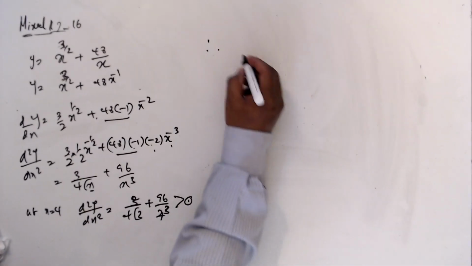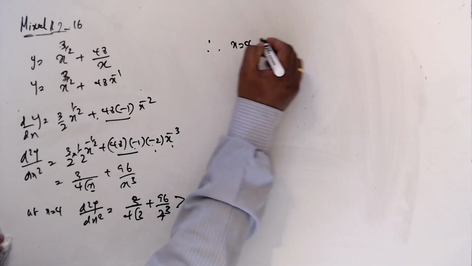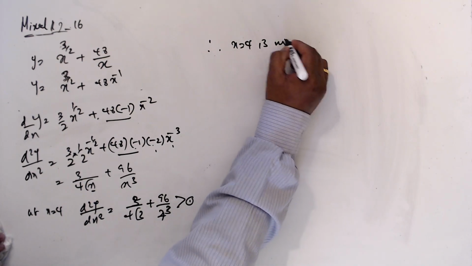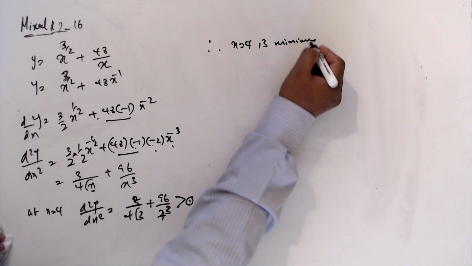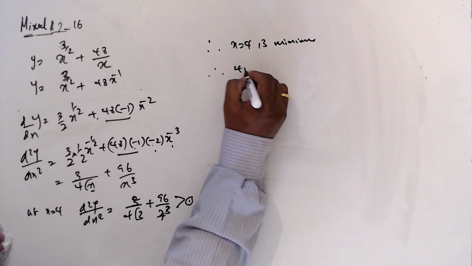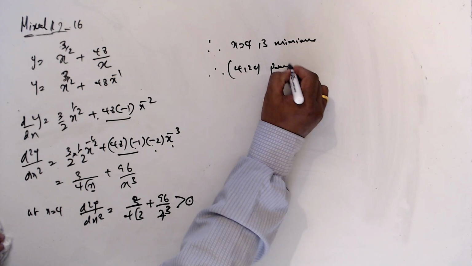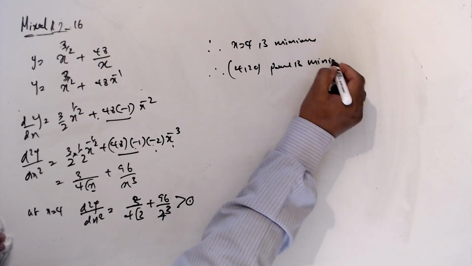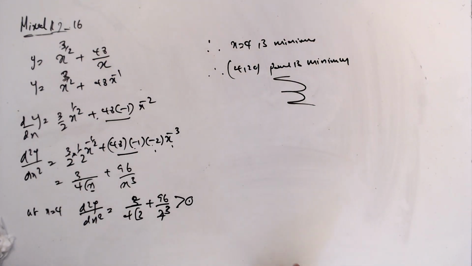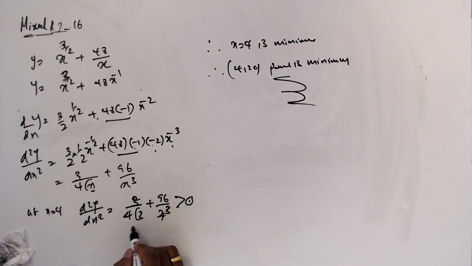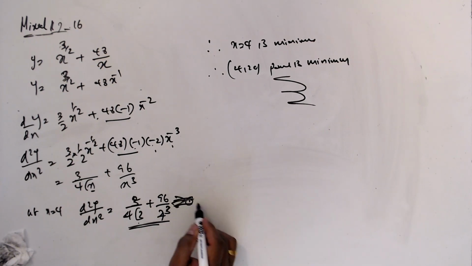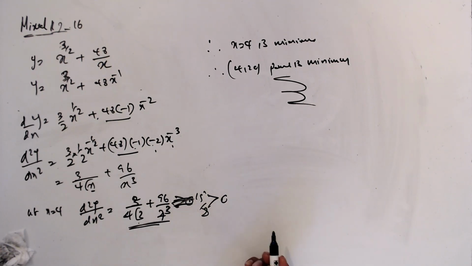Hence x equals 4 is a minimum. Hence the point (4, 20) is a minimum. I don't need to calculate this answer because I can see that it is greater than 0. But for the safe side, if you want in the exam, calculate the answer and give it.